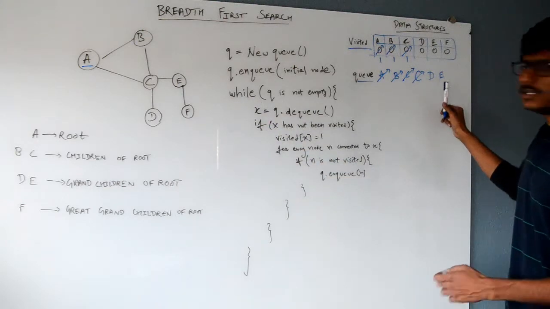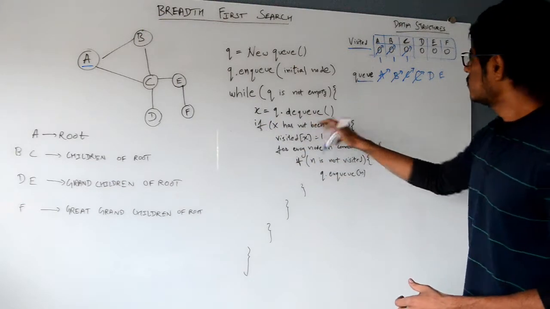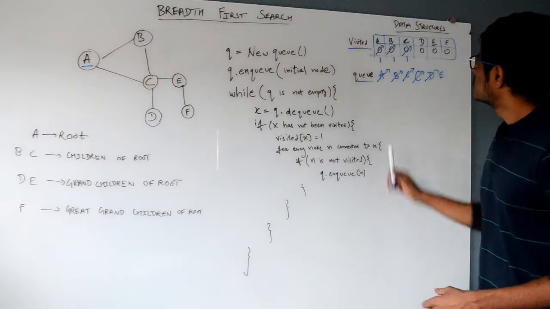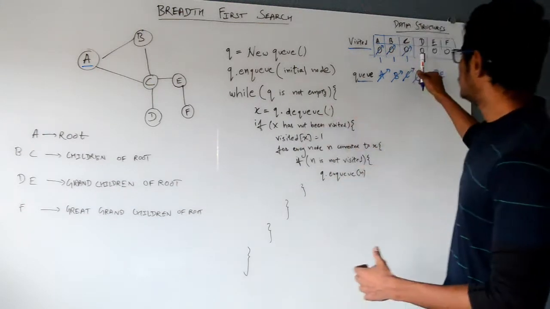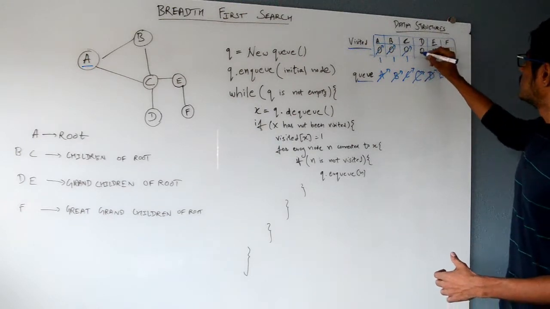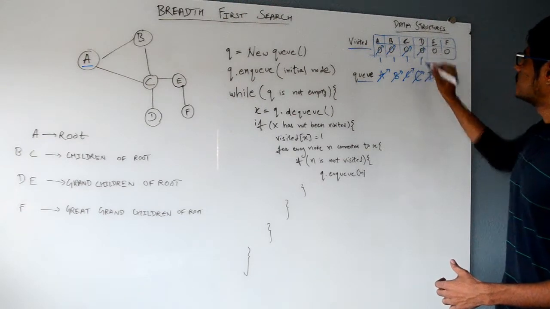Now we have D and E in the queue. We'll dequeue, so we have D with us. Now we'll check if D has been visited or not. We know that D has not been visited by looking at the visited array. We know D is not visited, so we'll mark it as visited.